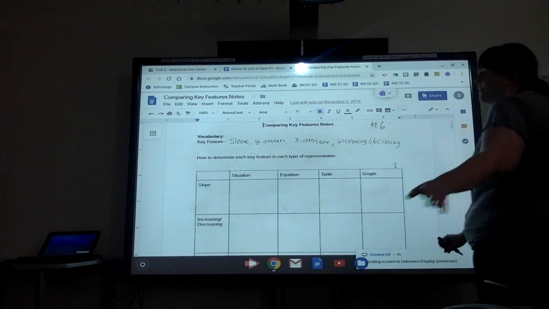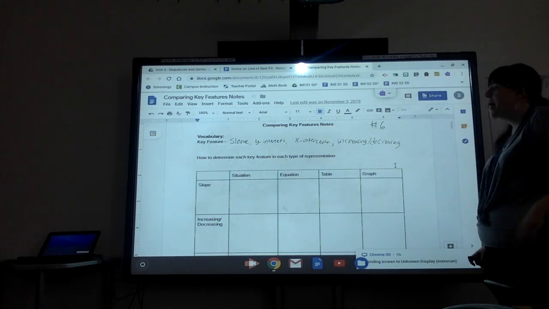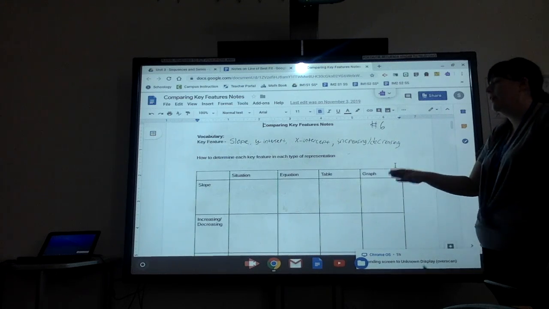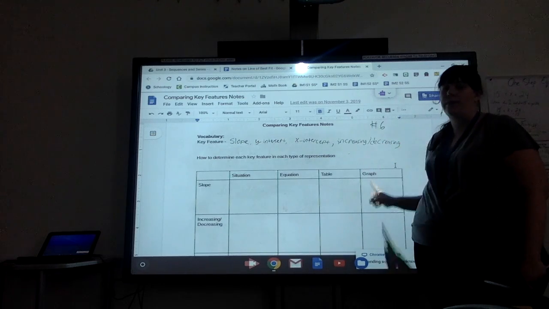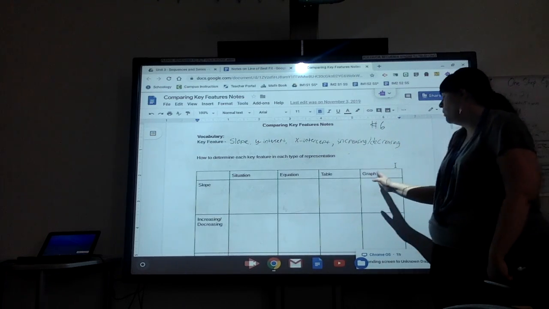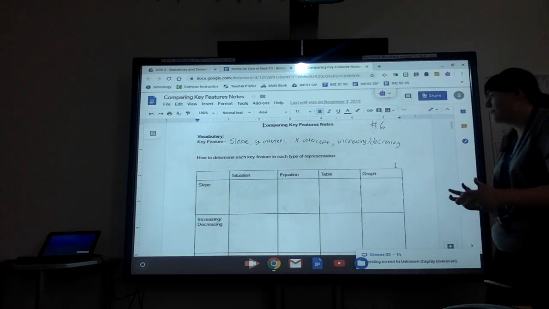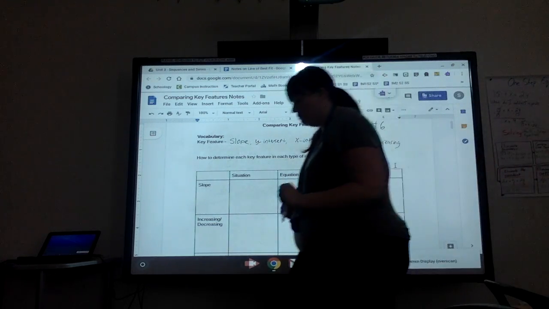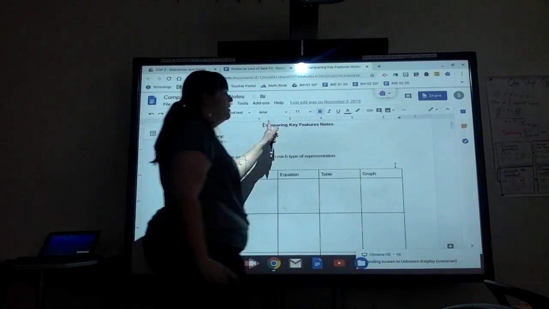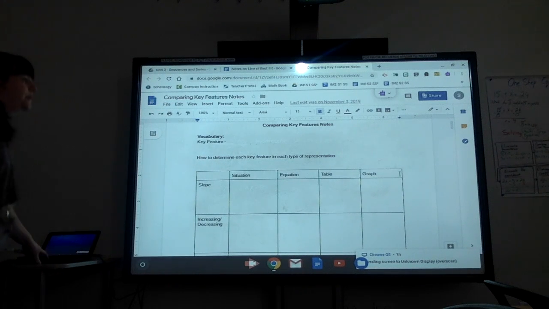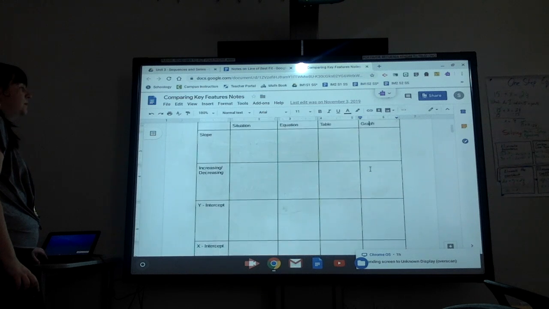So these are all of our key features. And first, I'm going to remind us, this whole first page is a reminder. I'm going to remind us how to figure out in each one, in a situation, an equation, a table, and a graph, how to find each of these 4 things. Because these are the 4 ways we do math, in either situations, equations, tables, or graphs. And so we need to be able to figure out the key features in all of them. So, that's where we'll begin. And then later on, we'll compare them. Because the whole point is to be able to compare them, but first we have to figure them out. I've already taught you how to figure them out, but I'm just going to remind you.